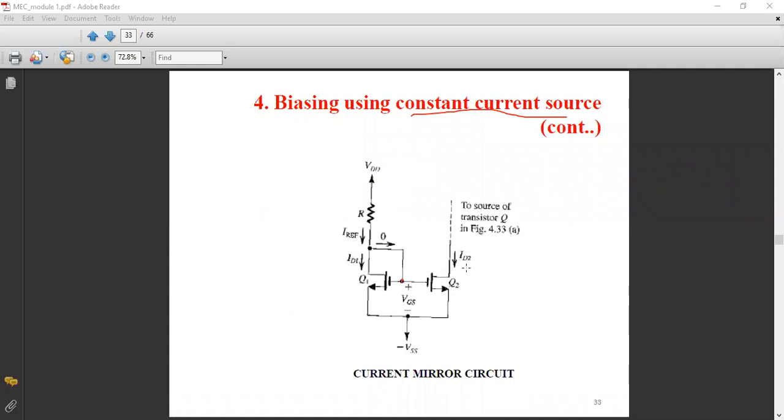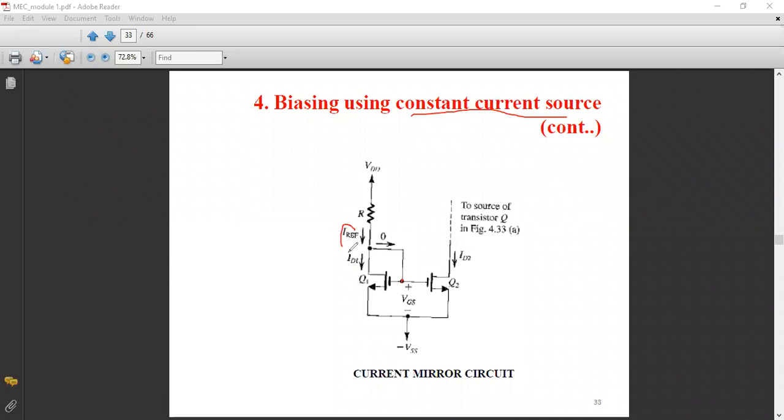Now, how are we going to fix this ID2 based upon I reference or R? I told you I reference is obtained by fixing a proper value of R, which in turn is going to determine ID2 as well. Okay. So indirectly we can say ID2 is determined by ID1, or ID2 is determined by IREF, or ID2 is determined by R. Is that clear for you?